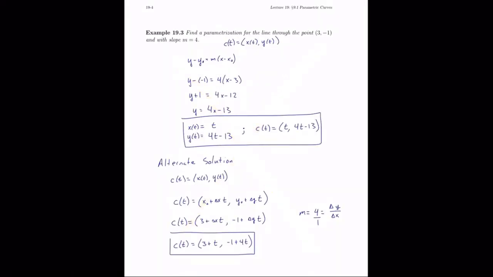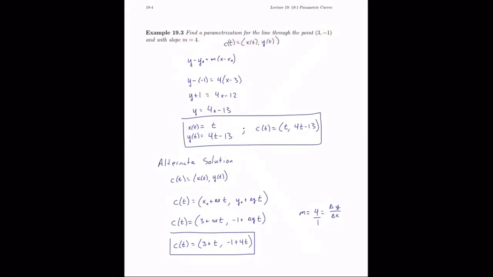So let's return to a more mathematical example, and this is to find the parameterization for a fairly well-known algebraic entity, and that's a line through a given point with a given slope. So we're asked to find a parameterization of the line through this point with a slope m equals 4. So what they're asking for is a function c of t equals an x component, function x of t, and a function y of t.